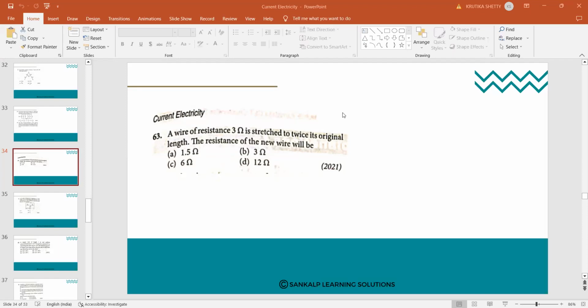That is, you have a wire of resistance 3 ohm. So that is the solution. R1 is equal to 3 ohm. If you consider the original length L1 as L, then L2 is twice that. This new wire will be... yes, any guesses?